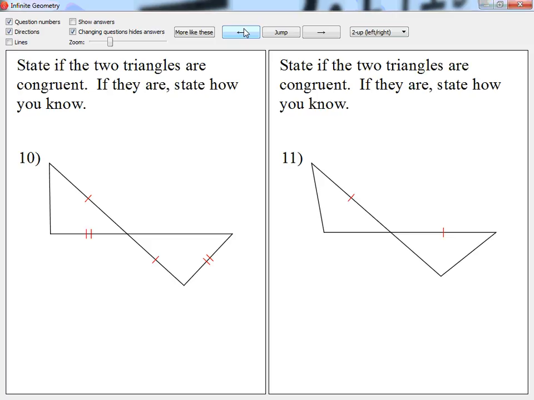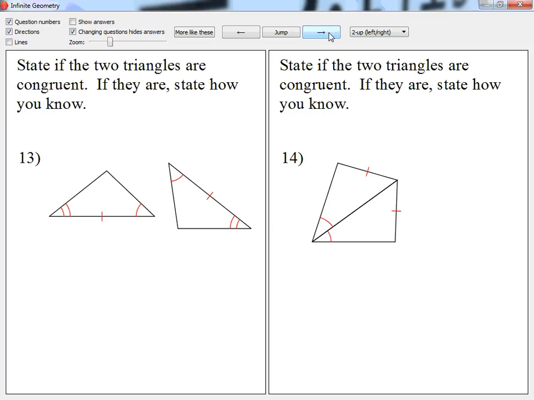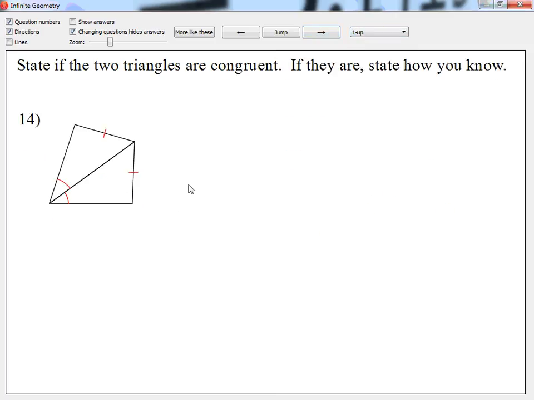Which one? 14. Alright, let's take a look at 14. We can legally mark that side because they both share it. So is that congruent? No. Not congruent.